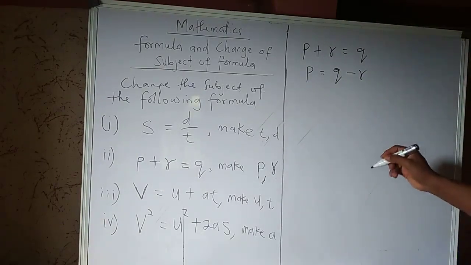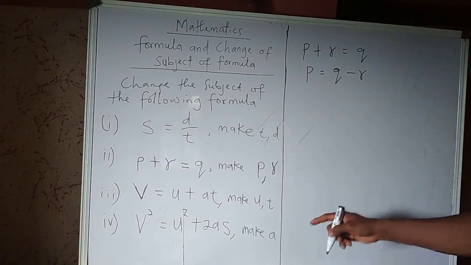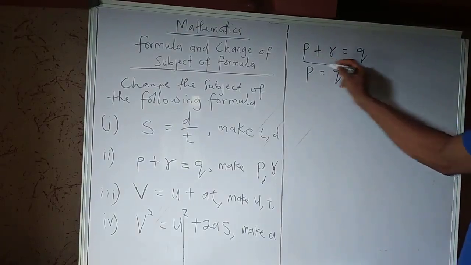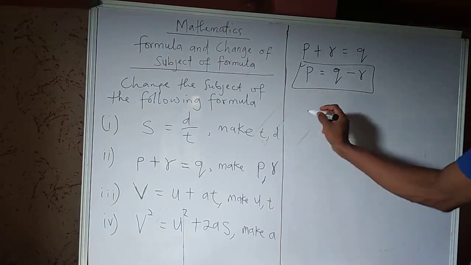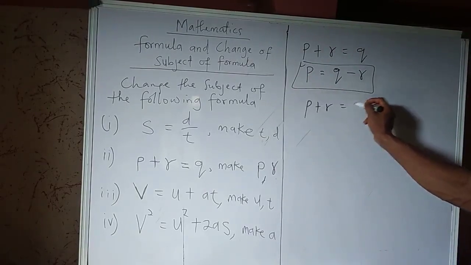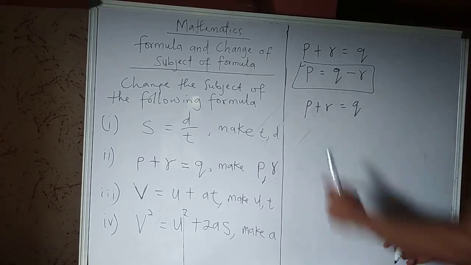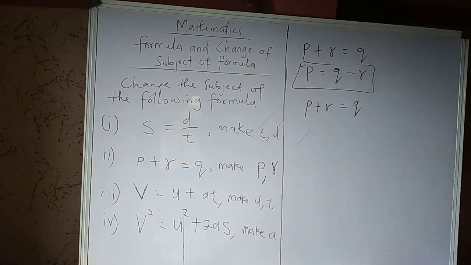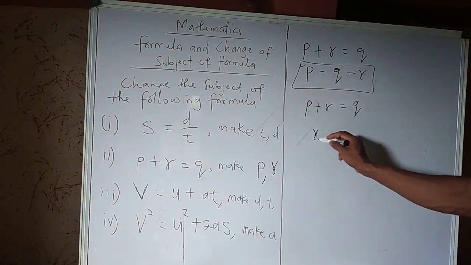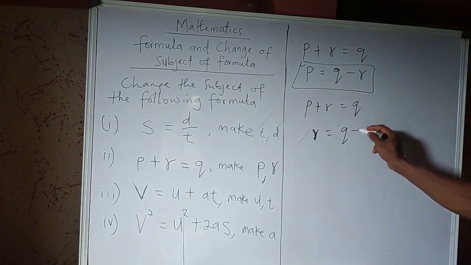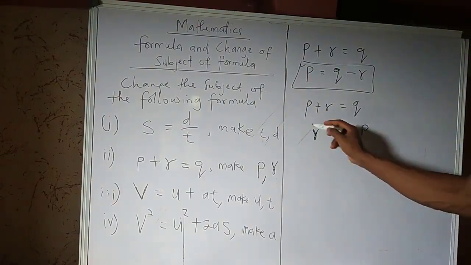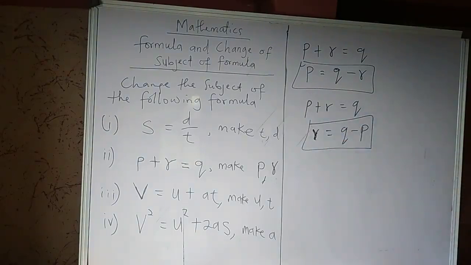Now again, if it was R that we wanted to make the subject of the formula. Let's say we have P plus R equals Q, and we have to make R the subject of the formula. What that means is that we have to move P. So we move P across the equality sign, so this will now become R equals Q minus P. So that's it for R being the subject of the formula. Having said that, we will move to the third example where we have V equal to U plus 18.